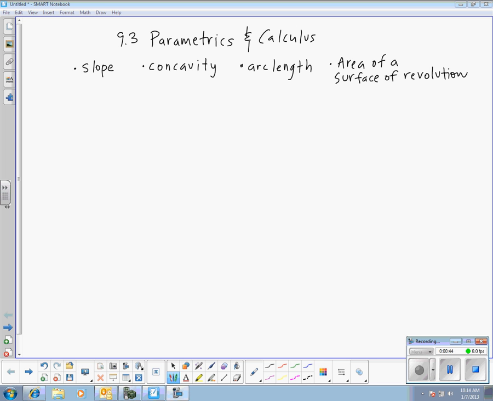If you take a parametric and rotate it around an axis, I have yet to see that on an AP Calc question, so we're going to take that off the agenda and just focus on these three things. So a good standard problem would give you a set of parametric equations like this: x equals t plus 1 and y equals t squared plus 3t.